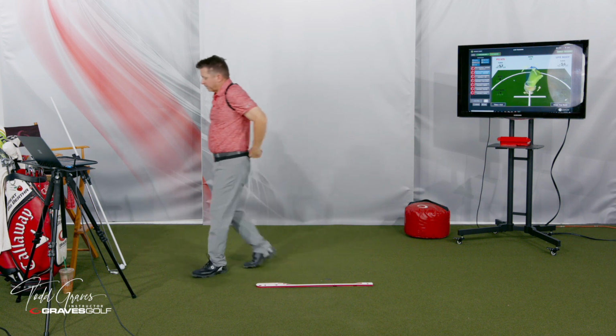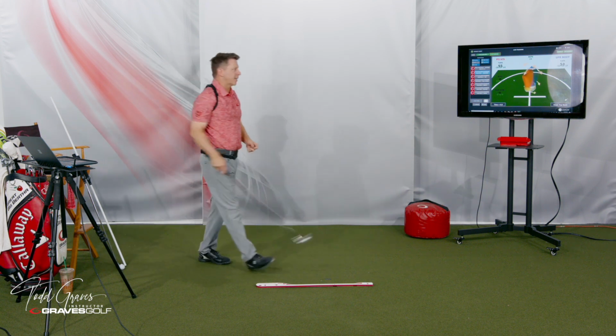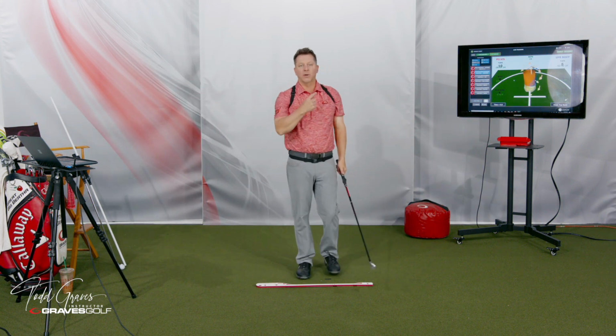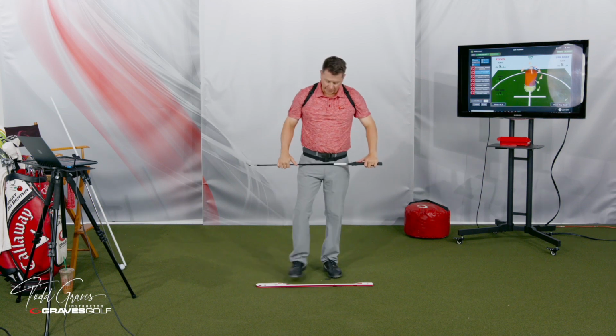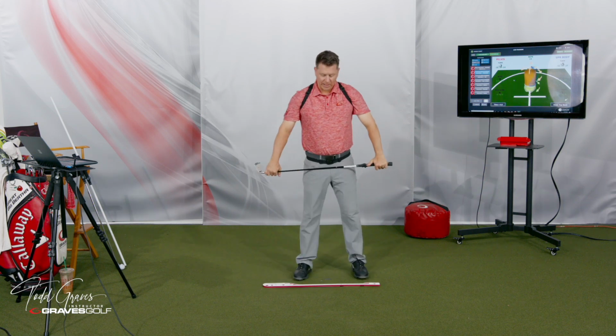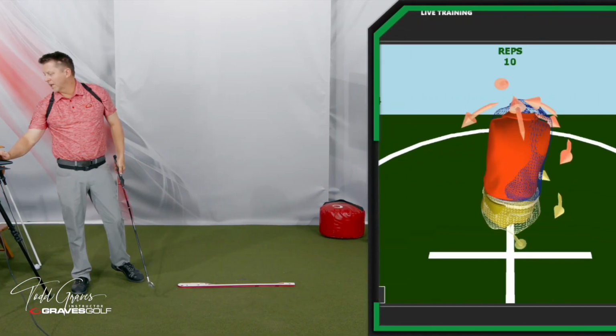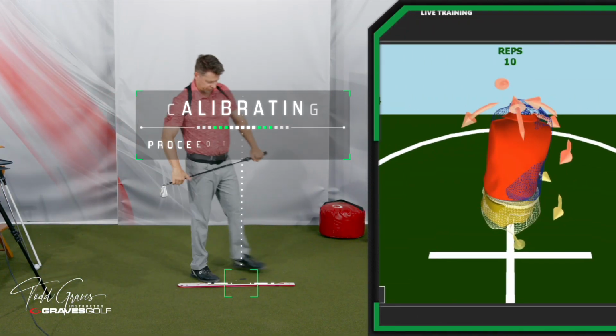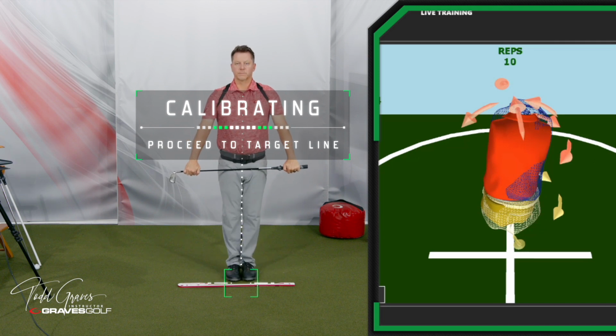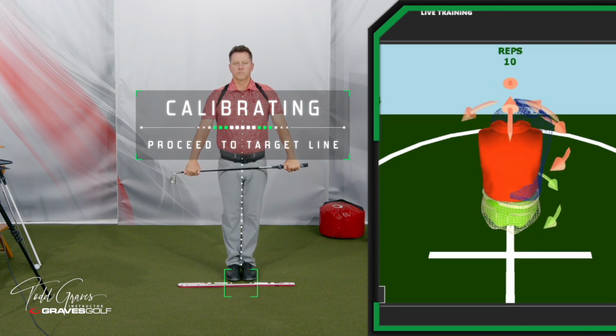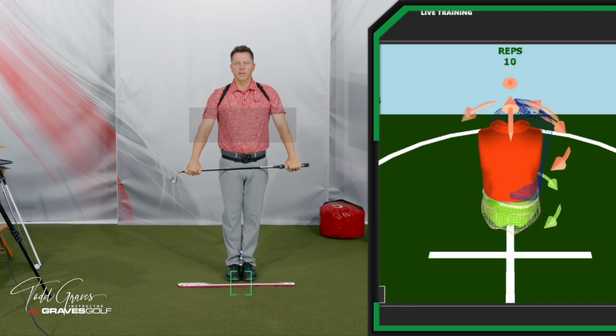So what I'm going to do now, I have two sensors on my body, and I'm going to tell the system exactly where I am. I have a target line here, and I'm going to stand and calibrate to this target line. My software allows me to do that. Calibration in 3, 2, 1. Calibration complete. And notice what I did there.